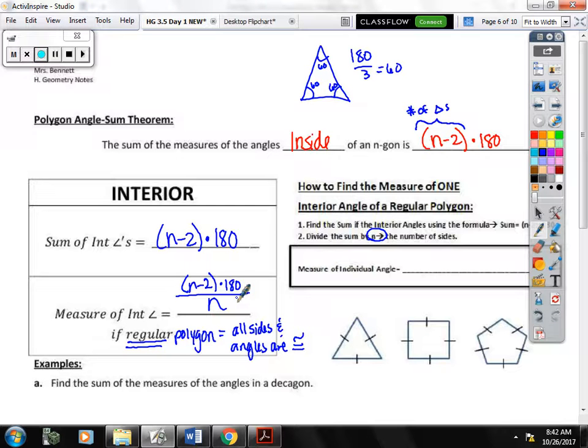So if you had a pentagon, you'd take 540 and divide by 5. If you had a hexagon, you would take your 720 and divide by 6. So you would always divide by the number of sides you have, which also is the number of angles you have.